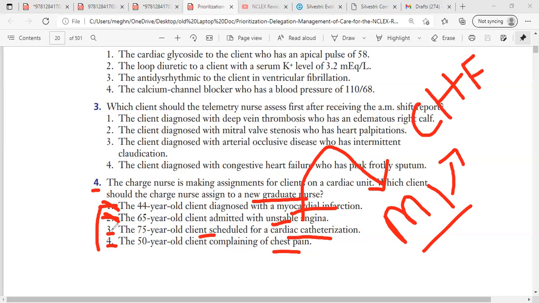Number 3 is the answer because this 75-year-old client has a catheterization scheduled, and now just needs monitoring. Very stable. So a new graduate should be able to complete a pre-procedure checklist and also get this client to the catheterization lab. A new nurse can do this, right?